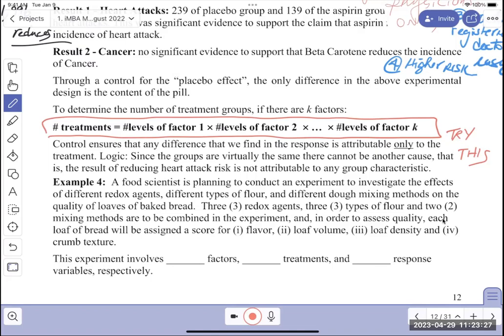Any answers? The factors are 3. Okay, let's read through it. And then treatments 18, and response 4. Okay, good. That's correct. So a food scientist is planning to conduct an experiment to investigate the effects of different redox agents, different types of flour, and different dough methods. So those are the 3 factors.